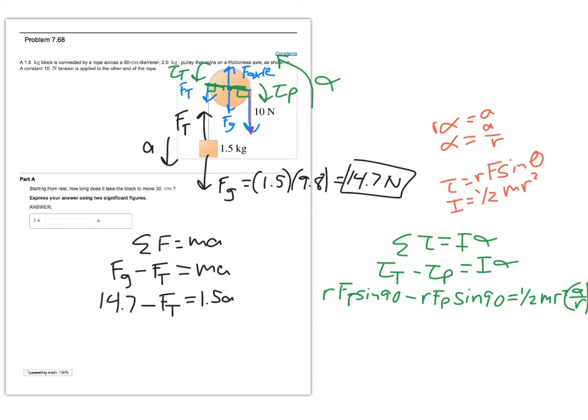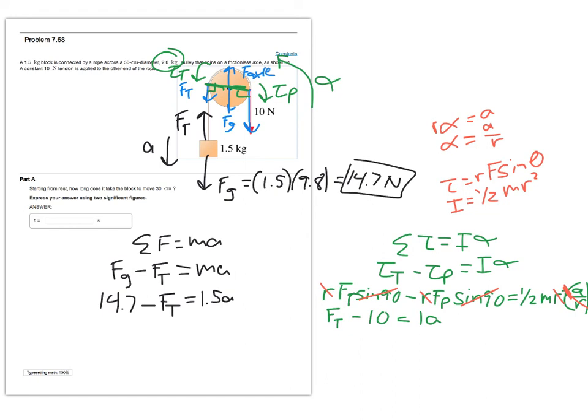We can work a little bit with these equations here. Those sines of 90 are just 1, so they go away. This R here cancels one of those R's, because we have an R on top and an R on bottom. Then we're left with an R in every single term, and so we can get rid of those. So this equation simplifies down to the force of tension minus that pulling force, which is 10 newtons, is equal to 1/2 the mass. The mass we see is 2 kilograms, so it's just going to be equal to 1 times our linear acceleration.